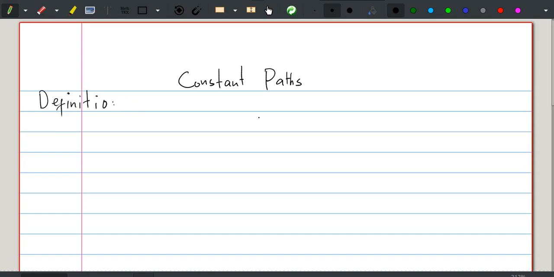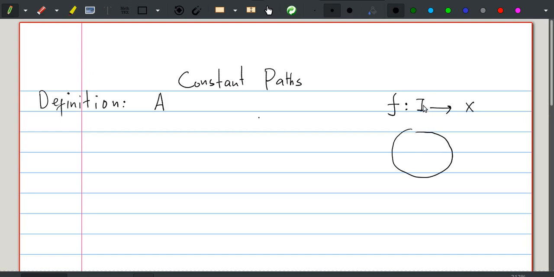We are going to begin this lecture with the definition of a constant path. Suppose we have a path f from the interval I to X. I is the unit interval [0, 1]. When we plug in values from I to f, if f stays at a single point all the time, then f is said to be a constant path.